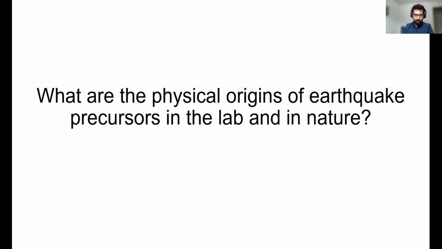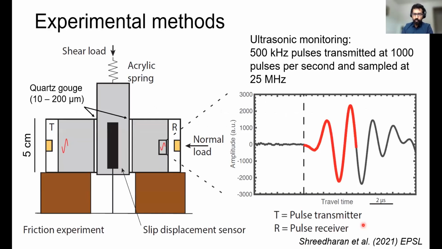And so we see these types of things all the time in the lab, which brings me to my question for the first part of the talk, which is, what are the physical origins of these precursors at the lab scale and in nature, and what do they imply physically or micromechanically?